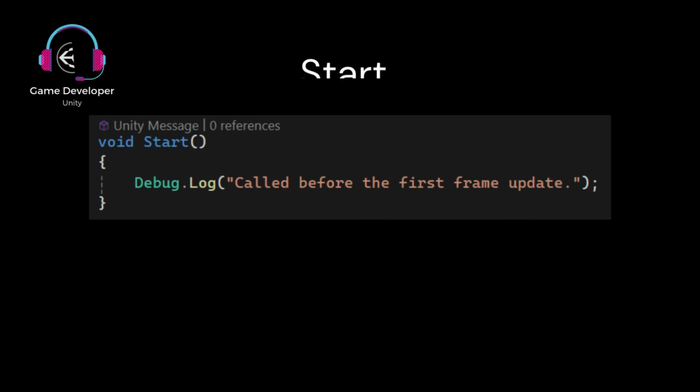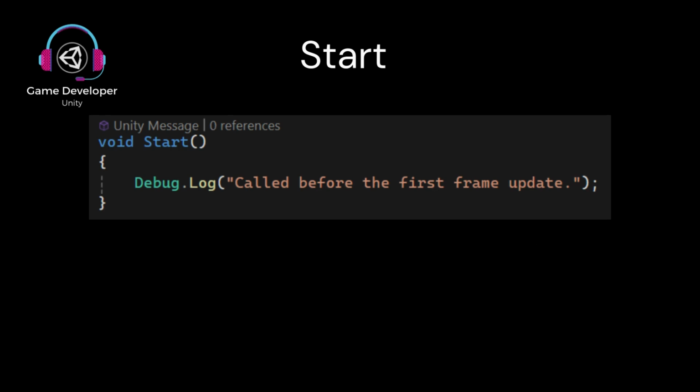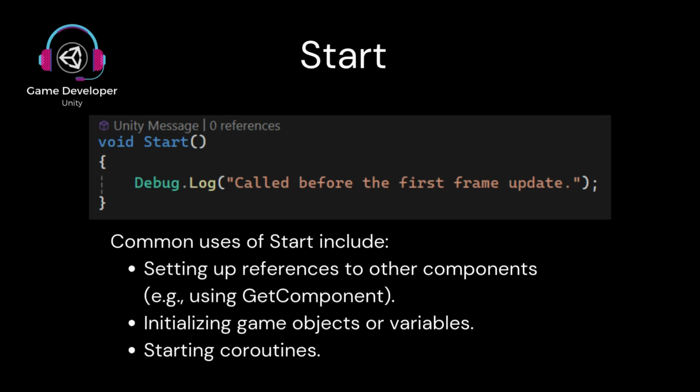After loading, before the first frame update, we have Start. This is called only if the script instance is enabled. The Start method is called just before the first frame update, which makes it ideal for initialization tasks. Common uses of Start include setting up references to other components, initializing game objects or variables, and starting coroutines.